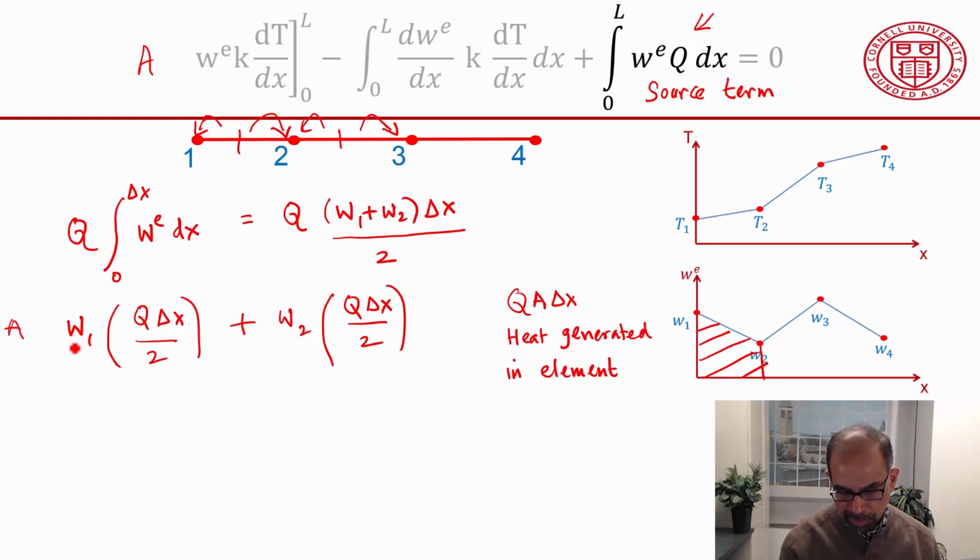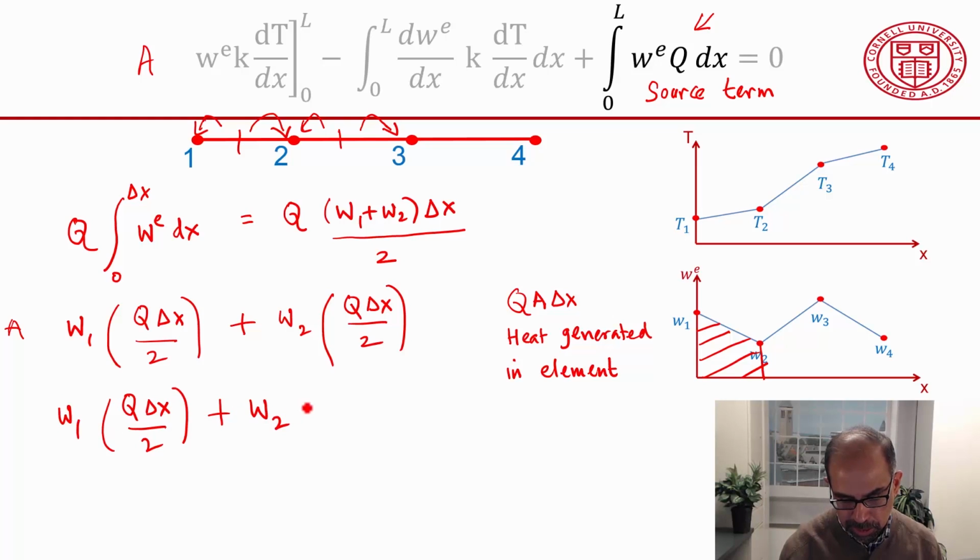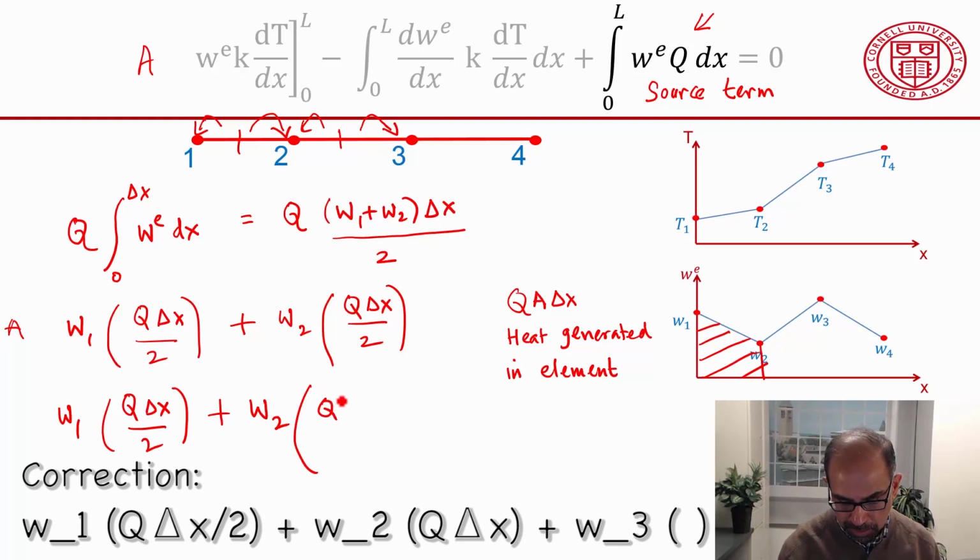And so when you look it all out, for W1 you'll get only one contribution, so it'll just be q delta x over 2, plus for W2 you'll get two contributions, this one from the first element, and then you'll also get a contribution from the second element. So that'll be q delta x over 2 plus W3 and so on. You can work it out.